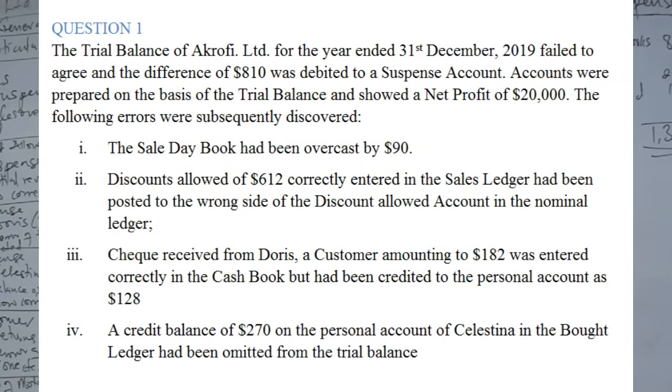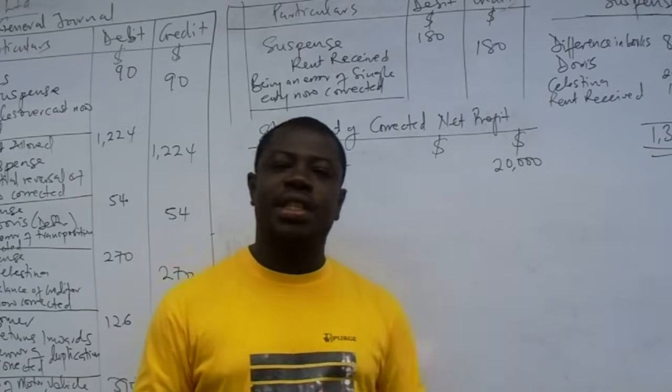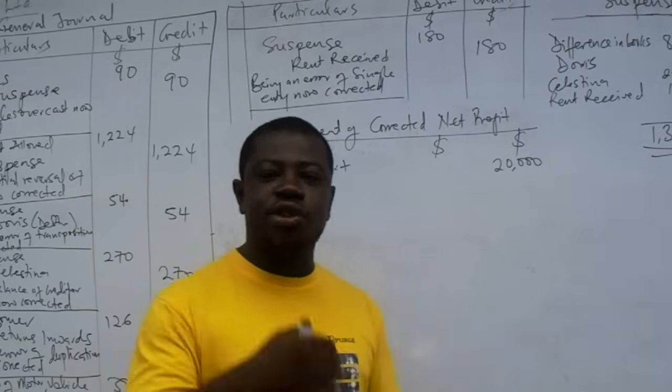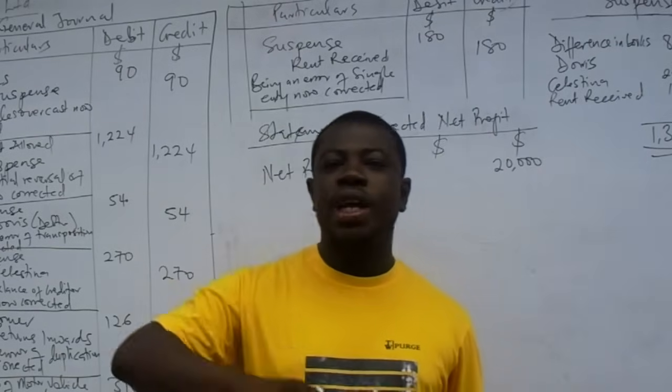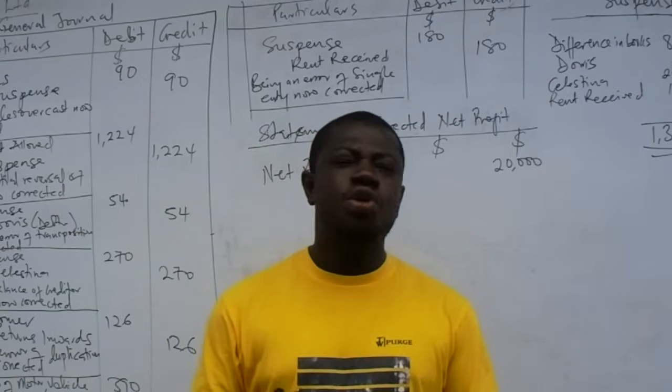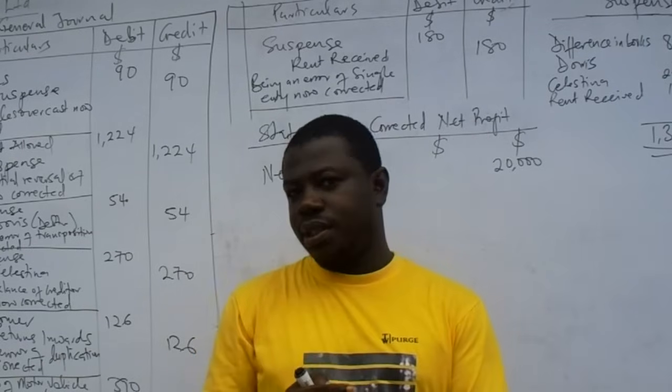Discount allowed of $612, correctly entered in the sales ledger, had been posted to the wrong side of the discount allowed account in the nominal ledger. Now, discount allowed is an expense. Expenses reduce profits. And so if you post discount allowed to the opposite side, what you have done is that you have understated the expense.